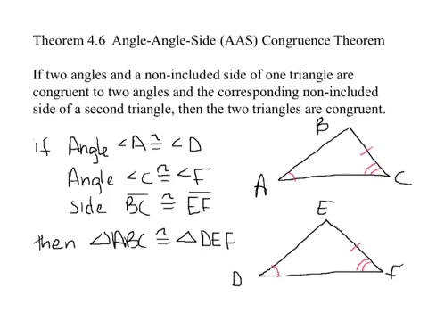Also a new theorem, Theorem 4.6, the angle-angle side congruence theorem. If two angles and a non-included side of one triangle are congruent to two angles and the corresponding non-included side of another triangle, that means it has to be the same spot. It can't be two angles in this side and two angles in that side. It has to be the corresponding non-included side. Then the two triangles are congruent. So we have A congruent to D, C congruent to F, and then the corresponding non-included side congruent. Therefore, the triangles are congruent.